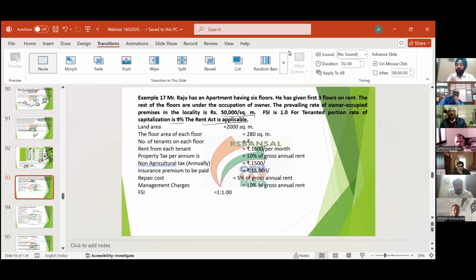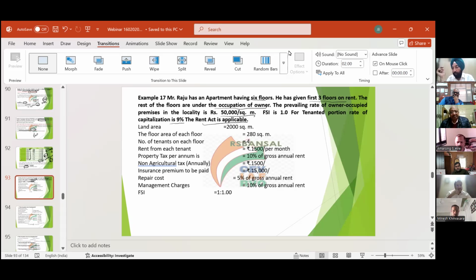So many times in the IBBI examination, you get this type of question, which is partially rented, tenanted, and partially owner-occupied. Here, the first 3 portions are given on rent out of 6, and the rest of the portions are under the occupation of the owner.